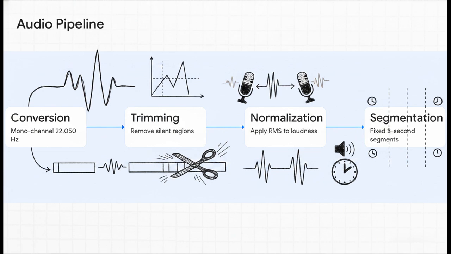Third up is RMS normalization. You can think of this as standardizing the volume knob, so a cry coming from all the way across the room is scaled identically to one right next to the microphone. And finally, the system chops this continuous audio stream into uniform 3-second segments that the AI can easily digest.